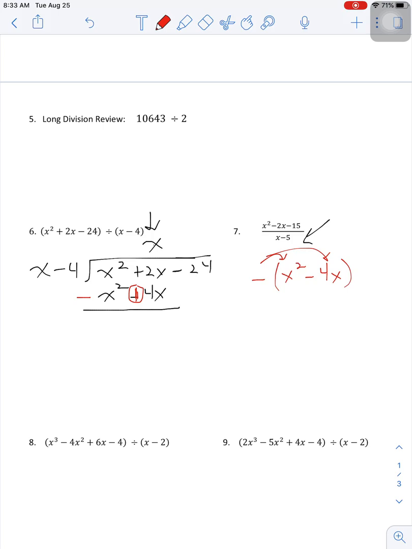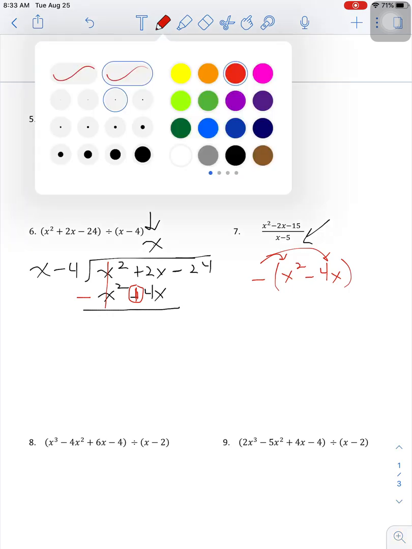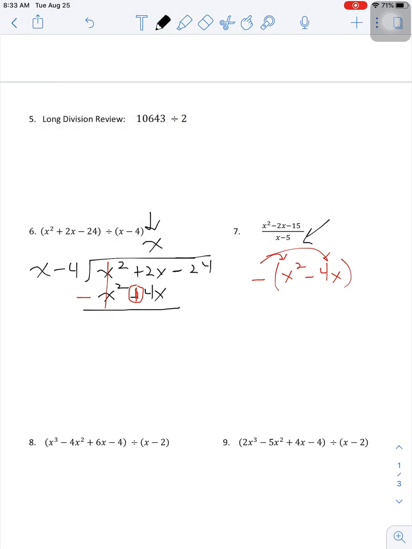And the thing that you should keep in mind is if you do it correctly, when you first start out, you want to match with that first term. And then your signs are going to change. So x squared minus x squared is going to drop out, and then 2x plus 4x is going to give me a 6x, and then I bring down the negative 24. And then you begin the process again when we move to the next spot here.